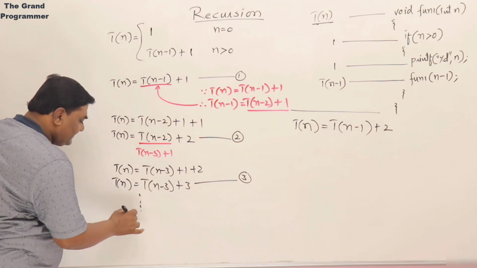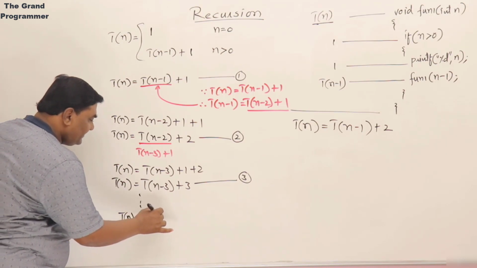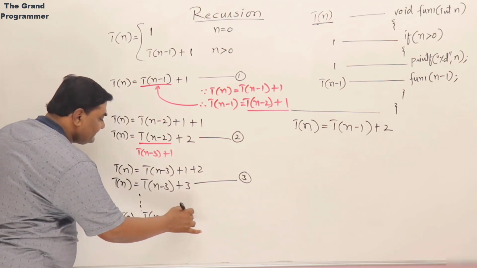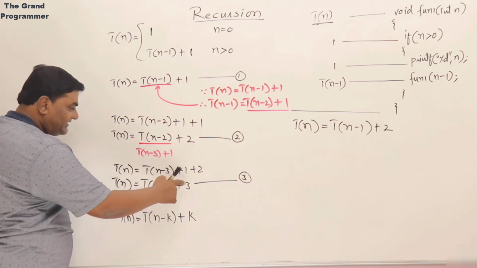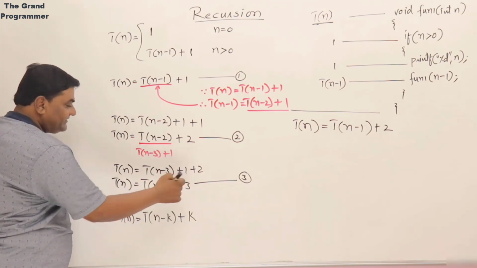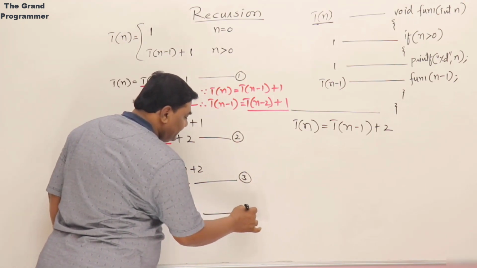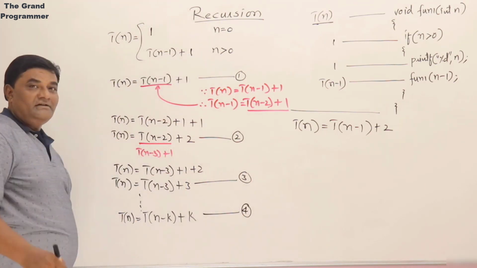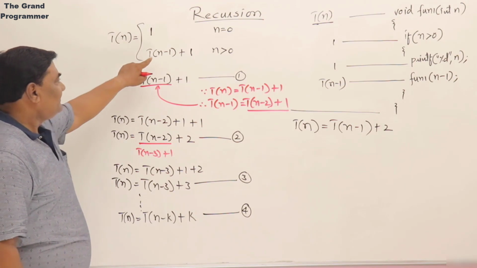So k times: Tn is equal to Tn minus k plus k. Because this was 3, so this is also 3. If it is 4, then this will be 4. If this is k, then this will also be k. So that is the fourth equation I got. See, we have to solve this one.